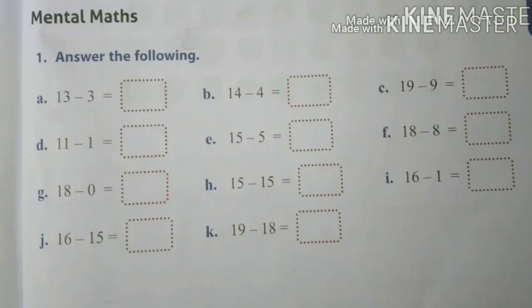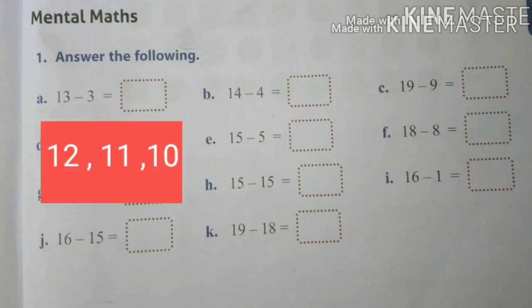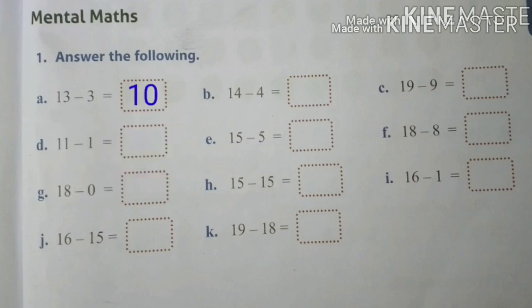Okay children? Let us do some mental maths problems in your textbook. You can subtract numbers by counting backward method. Let us start the first problem, that is 13 minus 3. Let us keep the number 13 in our mind and take 3 in our fingers, because we will keep the bigger number in our mind and will take the smaller number in our fingers. Then count backward from 13, that is 12, 11, 10. That is 13 minus 3 is equal to 10.